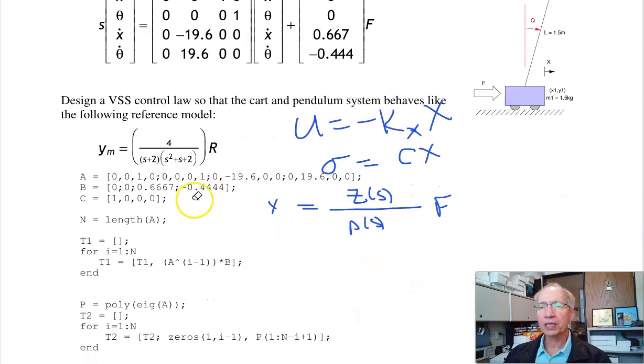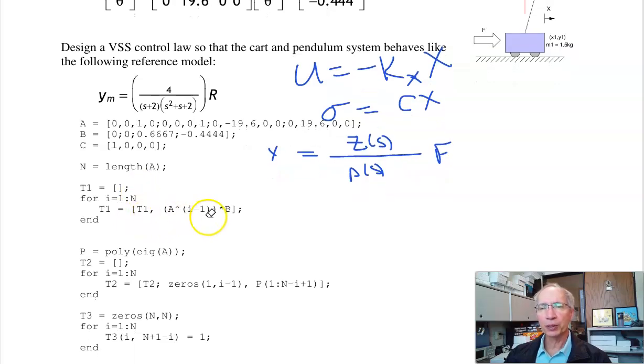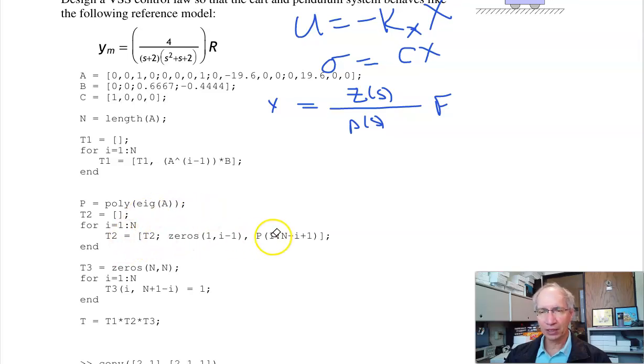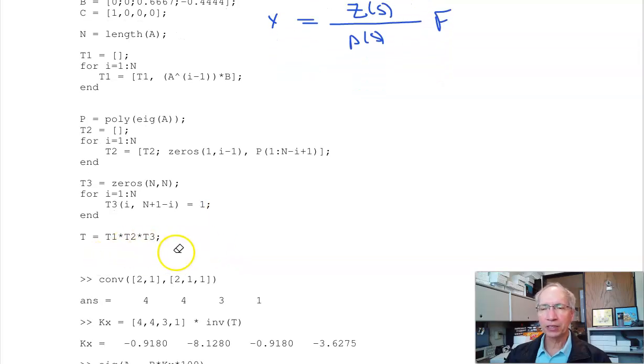So to do that, I'll input the dynamics, my A, B, C matrices. Using Bhaskara, come up with a similarity transform to go to and from controller canonical form. T1 is the controllability matrix. T2 is a function of characteristic polynomials. T3 is a flip matrix. There's the similarity transform.